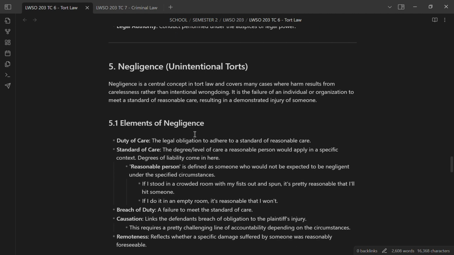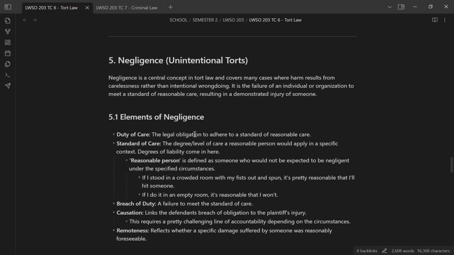Yeah, let's expand again on negligence or unintentional torts. So, negligence, just for those who didn't catch it, is a central concept in tort, and it covers many cases where harm results from carelessness rather than intent. It's the failure of an individual or organization to meet a standard of reasonable care, resulting in a demonstrated injury upon a person. Right?